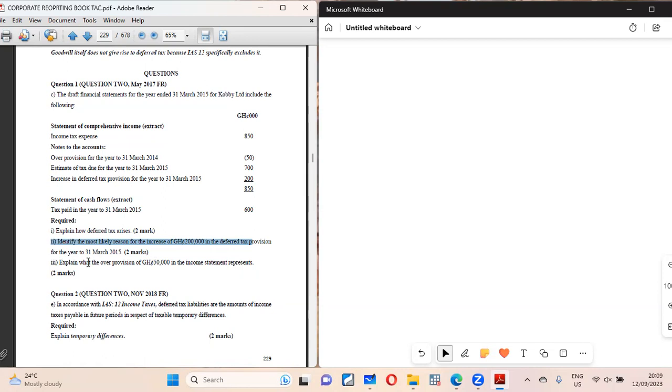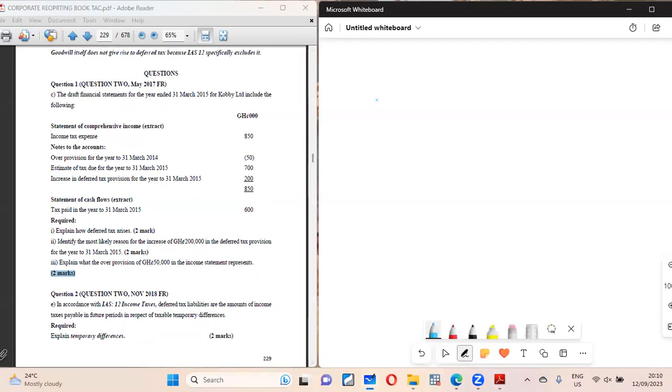And he's saying, explain what the over provision in the income statements represents. I explained that one to you too. Tax is paid in arrears, and you may pay more or less than what the actual tax is. Over means that you actually paid more than the actual tax payable was. So basically, that is that. Explaining temporary difference is also not an issue.